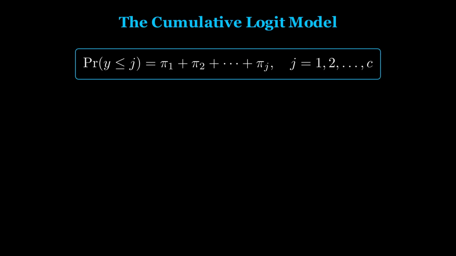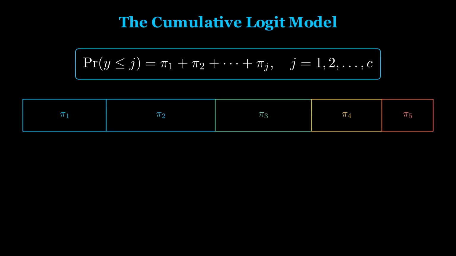Cumulative models are useful for understanding how explanatory variables influence the probability of being at or below each category level of an ordinal outcome. The basis of these models is the cumulative probability. For an ordinal variable y with c categories, the cumulative probability of being in category j or lower is just the sum of the individual category probabilities, pi_1 through pi_j.